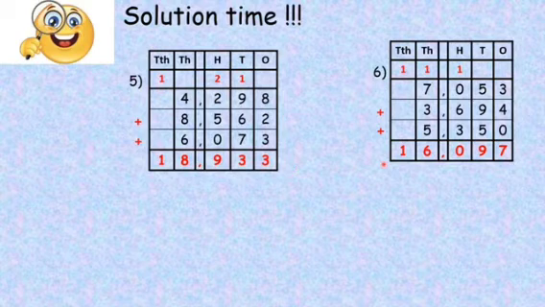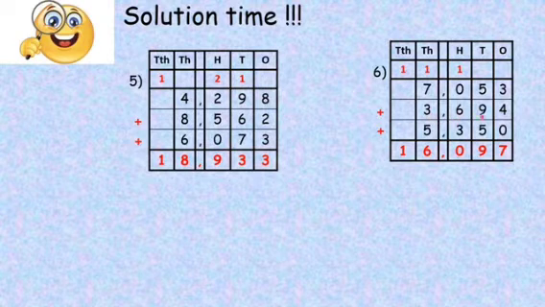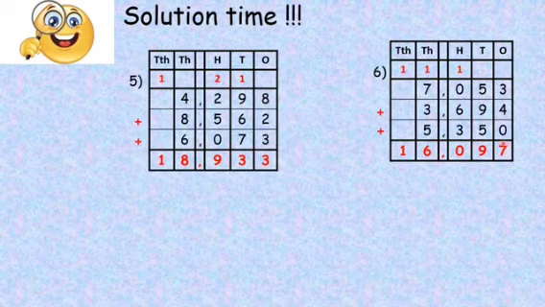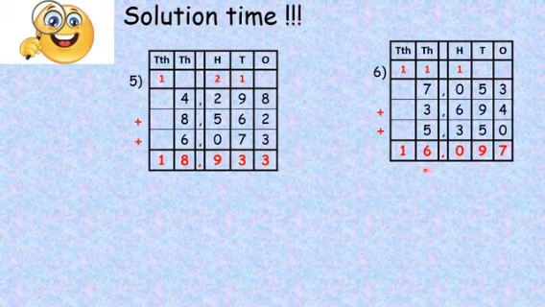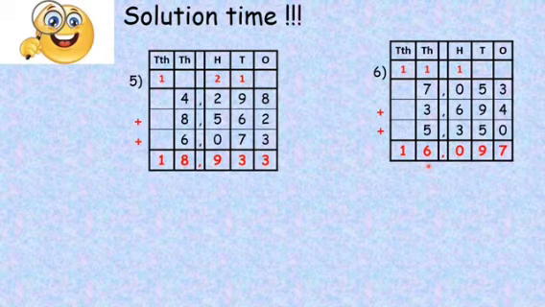Sixth problem, we have 7,053 plus 3,694 plus 5,350 gives you a sum of 16,097.